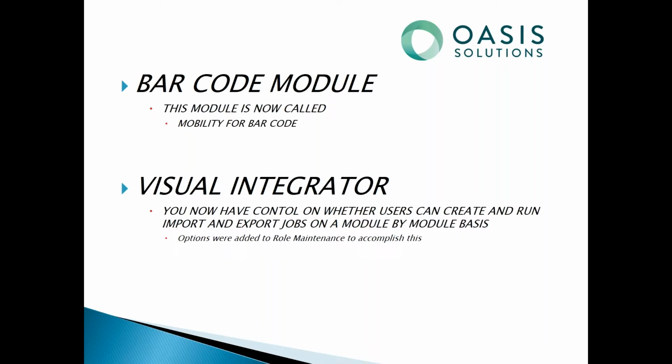The barcode module, for any of you that use barcoding, they basically have renamed that to Mobility for Barcode. So once you upgrade and you're looking at your module listing on your screen, instead of it saying barcode, it will now read Mobility for Barcode.